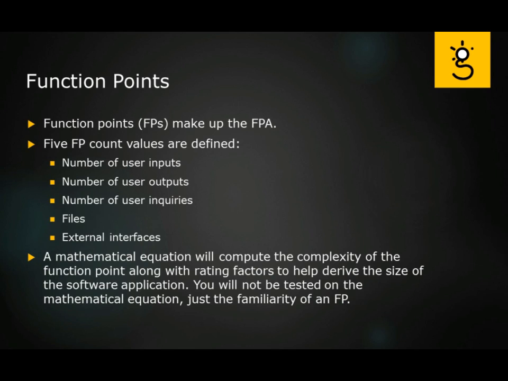Now, function points, what we call FPs, make up the FPA, the function point analysis. There are 5 FP count values that we define. And, of course, that kind of goes into what we use to make the estimation using this function point analysis. That is, the function points we look at are the number of user inputs, the number of user outputs, the number of user inquiries, again, the types of files, and the external interfaces, whether they're command line based or GUI based, or if it's programmatically based and connected to yet another program.